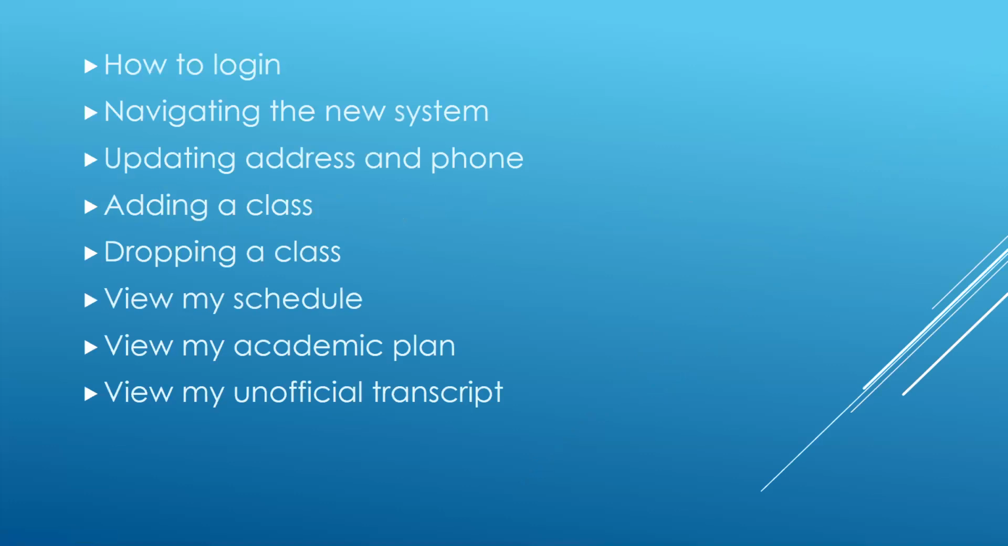For this tutorial, we're going to walk through a few things. How to log in, which we've just done. Navigating the new system. I'll walk you through all of the different bars and where you can find things. We'll update address and phone number. Add a class, then we'll drop a class. We'll view your schedule, we'll view your academic plan, and then we'll view your unofficial transcript.